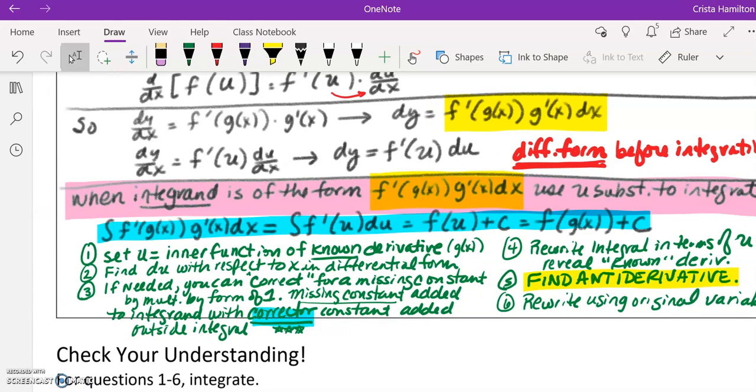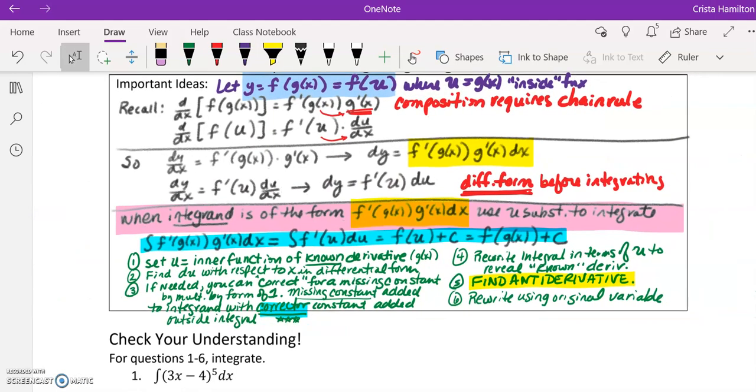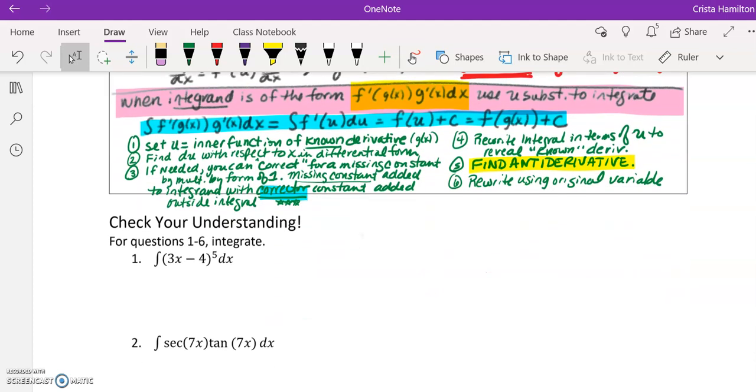All right, so kind of keeping that in mind, I said this is going to take some practice. And I noticed, when I was doing the notes for this, that you need a little bit more practice than what's in this note packet that I gave you before we went on this hiatus that we're on. So what I would like you to do first is we have this check your understanding, questions 1 through 6. Give it a try, see what you can do.